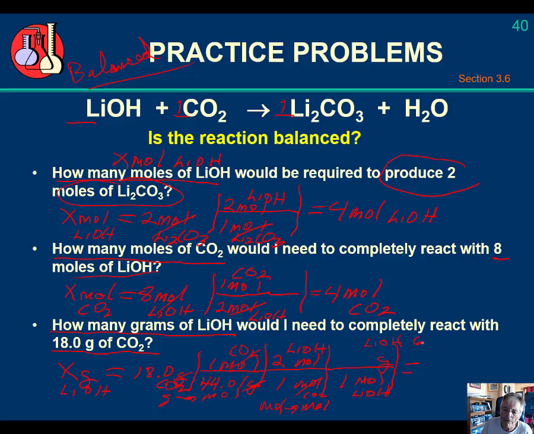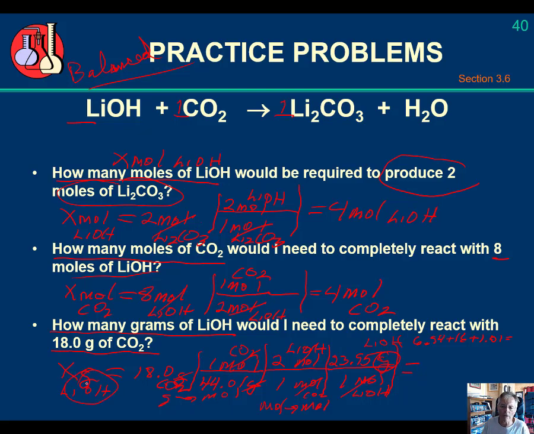So lithium is 6.94 grams per mole, oxygen is 16, and hydrogen is 1.01. That gives me 23.95 grams per 1 mole of lithium hydroxide. And when I multiply and divide across, moles of lithium hydroxide cancel, and I wind up with my X factor, which is grams of lithium hydroxide. Let's see what we get.